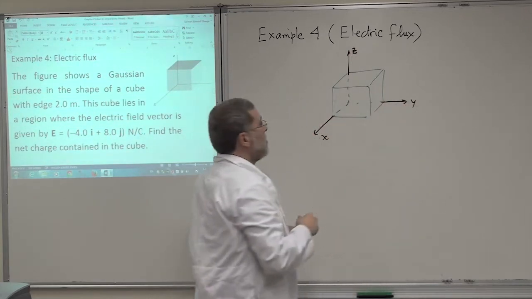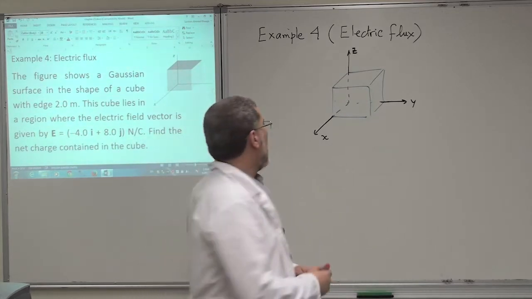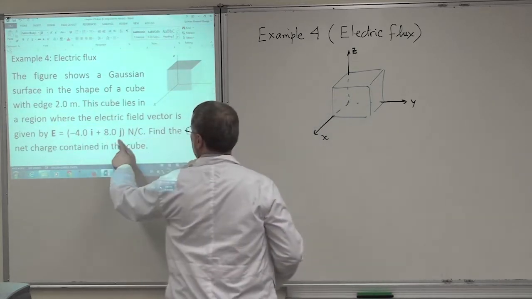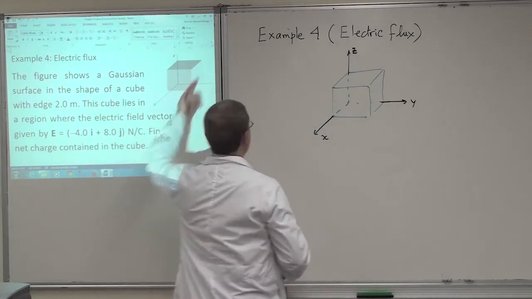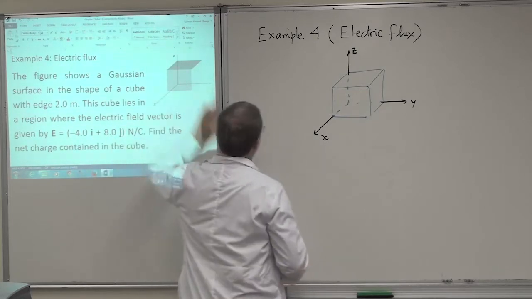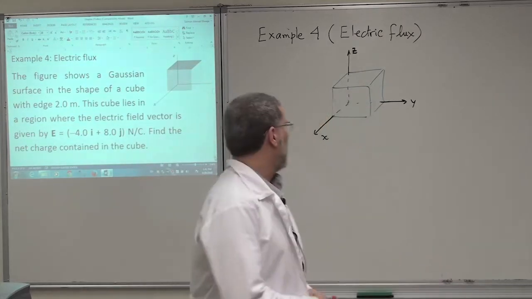And I have 6 faces, okay? I'm going to give them names. And the electric field, I don't want to draw it because it's not important, but it is 2-dimensional. It has minus 4 along the X-axis and plus 8 along the Y-axis. It doesn't have any component along the Z-axis. There's no component of the electric field along the Z-axis, okay?